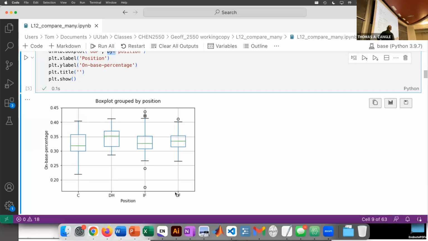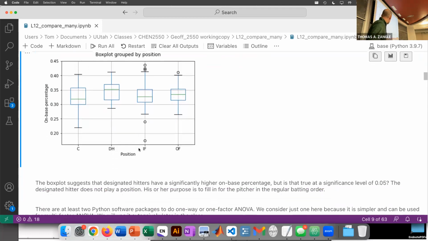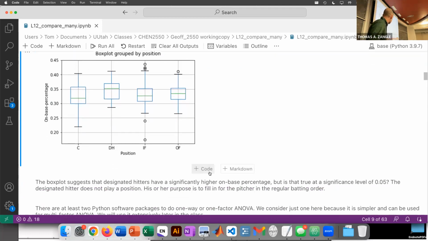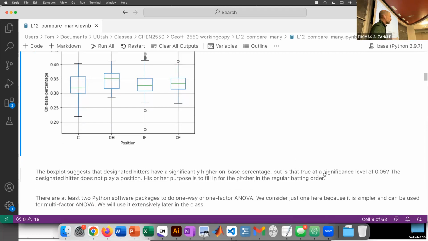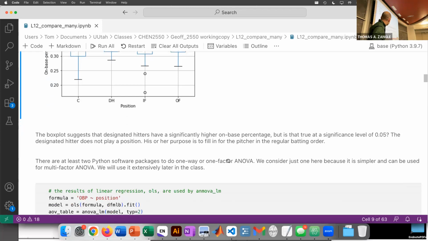So it would make sense that players in this position may have a higher on-base percentage, but we're going to start by evaluating the null hypothesis that these are all the same, and we'll go from there. So this definitely suggests that designated hitters have a significantly higher on-base percentage. But the question is, is that true at a significance level of 0.05? Are we statistically justified in making that statement? It looks like it might be true, but let's evaluate if we can actually justify that.